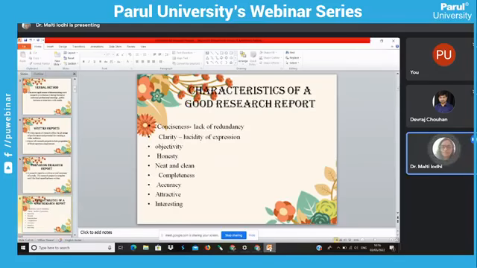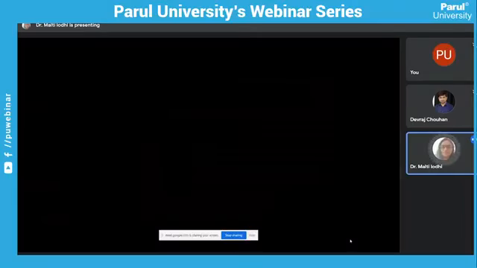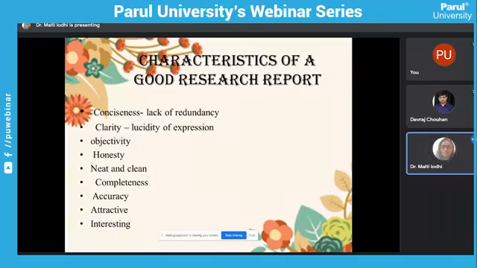Now we'll see the characteristics of a good research report. The first one is conciseness. Whenever we are preparing the report, giving it for publication, disseminating it, or communicating it to consumers, it should be concise. Second, lack of redundancy. We should not use any vague words while preparing the reports.